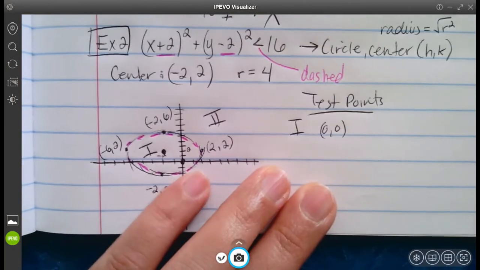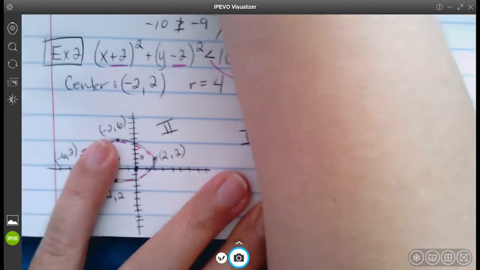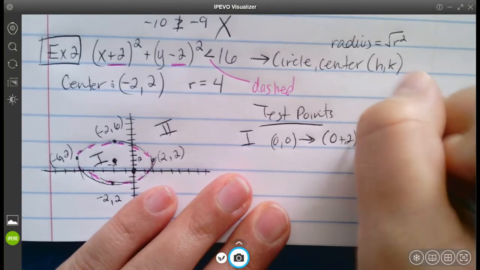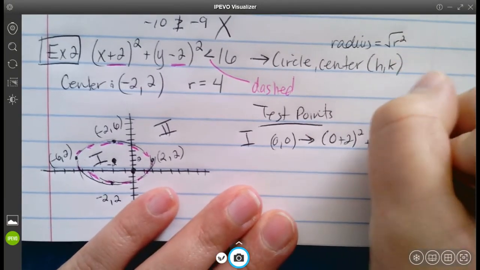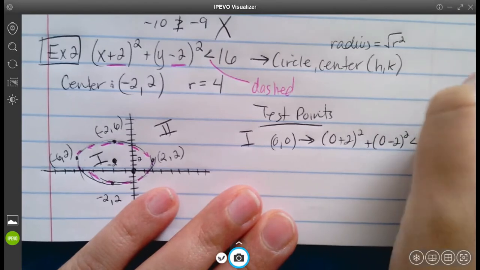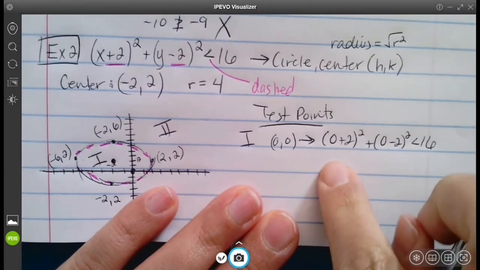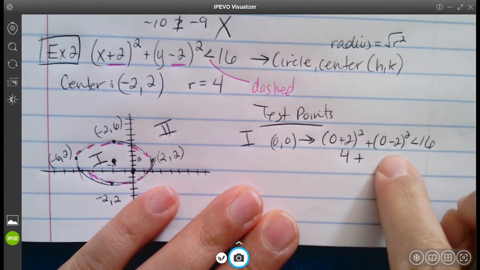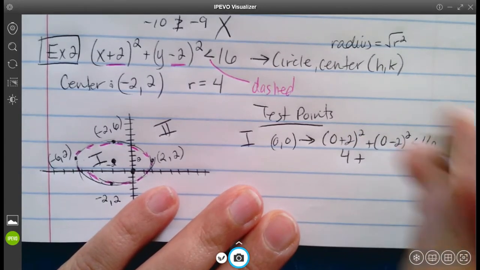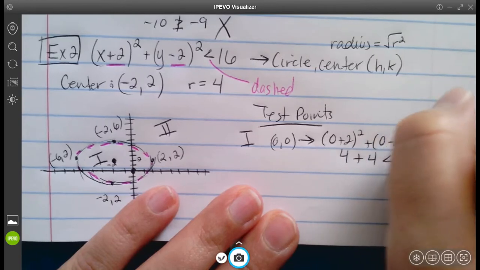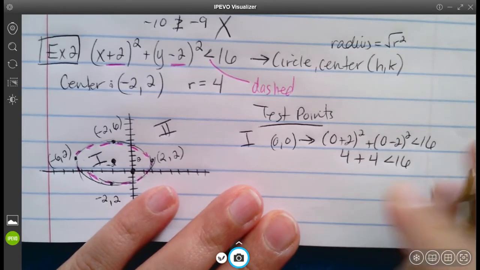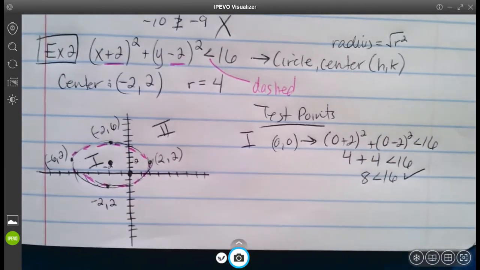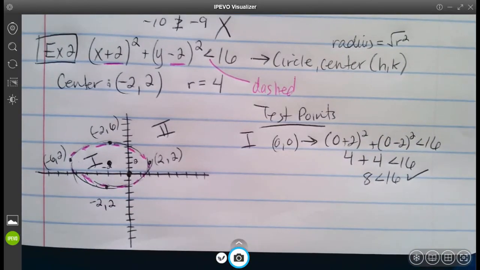Okay, and we're going to plug that into the equation. So it would be 0 plus 2 squared plus 0 minus 2 squared less than 16. That's going to be 2. 2 squared is 4. Again, that's also going to be -2. -2 squared is also 4. And this is saying 4 plus 4 is less than 16, which is just 8 less than 16. So that one looks like it's okay. So it's probably going to be region 1.